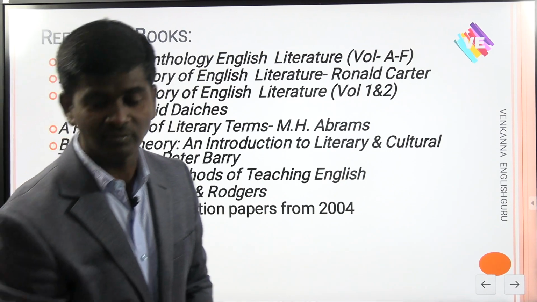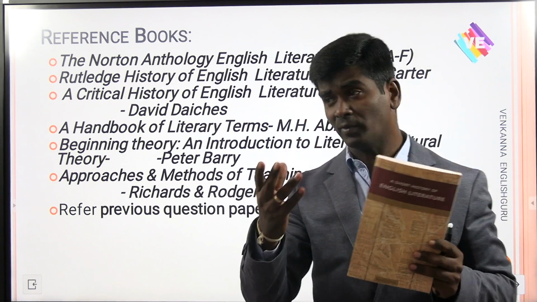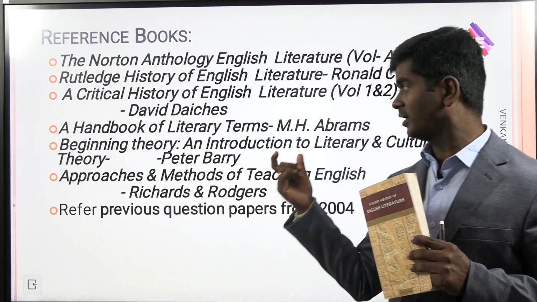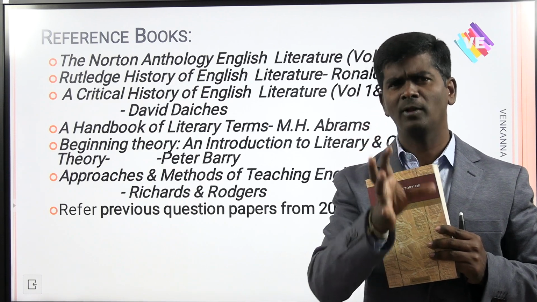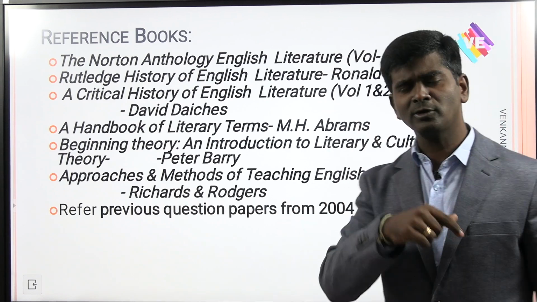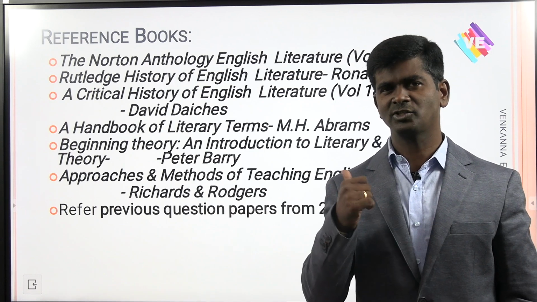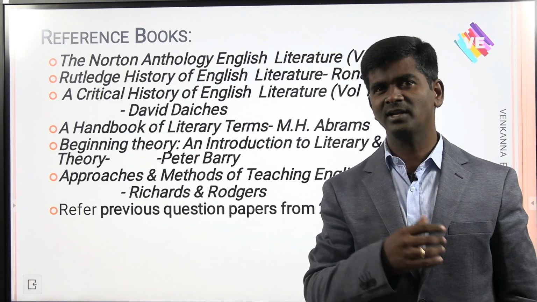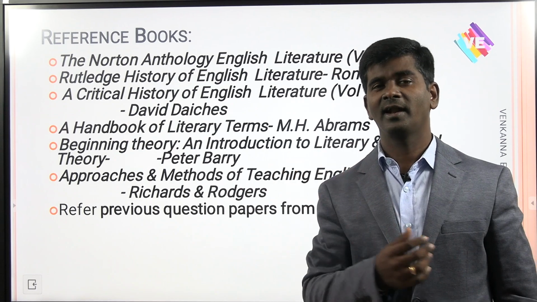Next, if you want to have some more idea, A Short History of English Literature by Pramod K. Nayar, this is also a wonderful book for you. And with regard to criticism, you can read Beginning Theory: An Introduction to Literary and Cultural Theory by Peter Barry. Wonderful text which will give you a lot of information with regard to criticism, chapters 8 and 9. And with regard to Unit 7, Units 5 and 6, Approaches and Methods in Language Teaching by Richards and Rodgers, Teaching English by M.L. Tickoo, Teaching English by Geeta Nagaraj, History of ELT in India by Professor Krishnaswamy, History of ELT by Krishnaswamy and Sriraman.